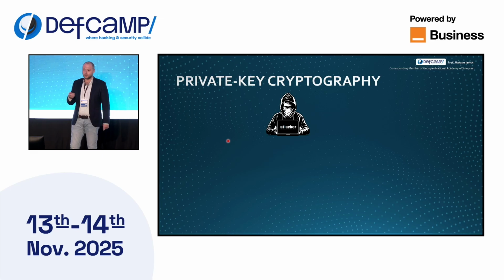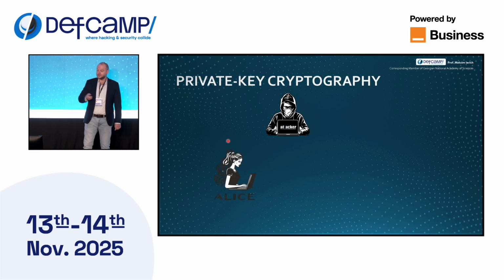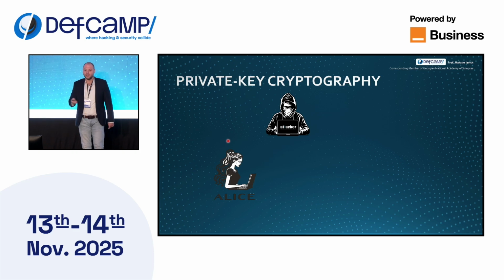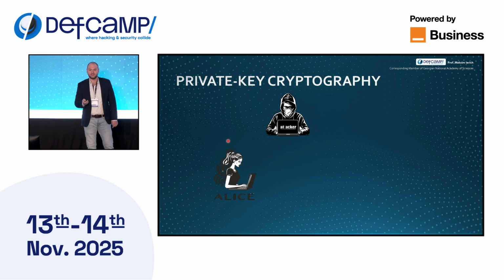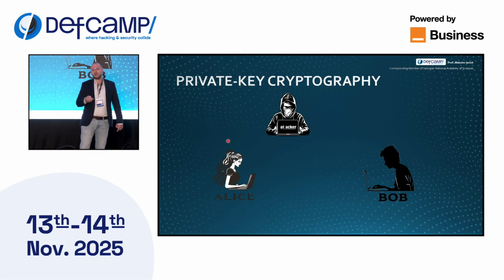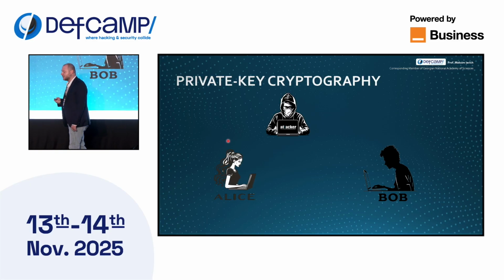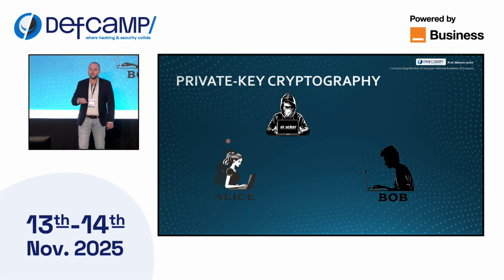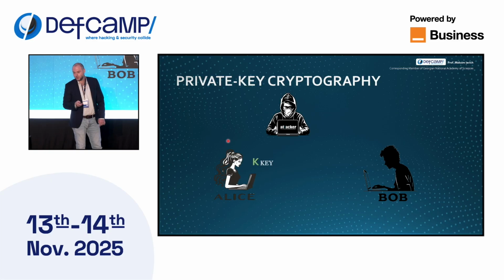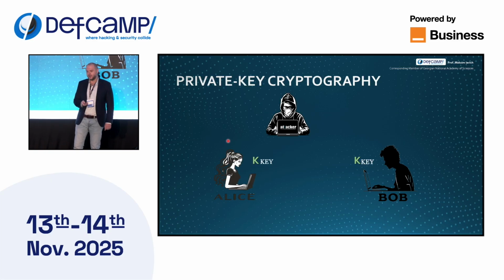What is private key cryptography? So-called symmetric cryptography. Here is a hacker made with AI. So here are Alice and Bob. They want to communicate, and they want to communicate securely. Alice wants to send a message to Bob, but she doesn't want the hacker to intercept and read it, so she wants to encrypt it. Alice has the key, Bob has the key.